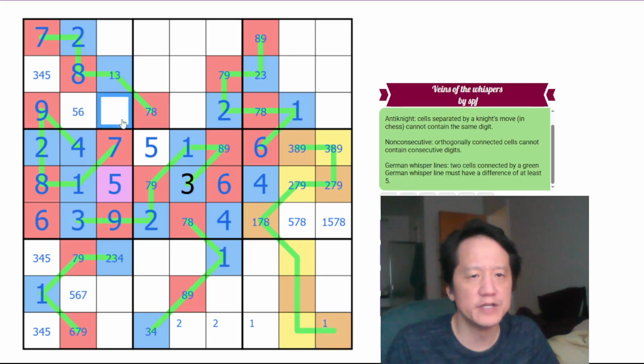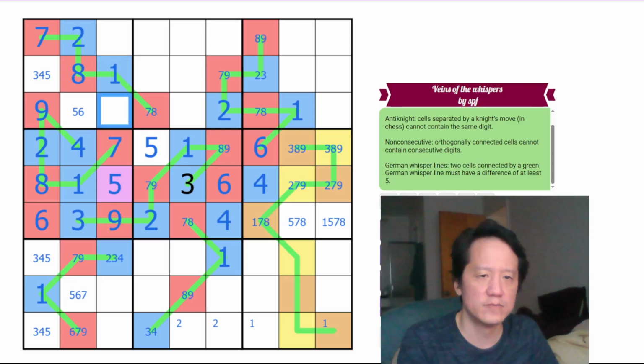What are the remaining digits? Oh, okay. This can't be 1. Where's the 1 in column 3? Can't be here because of the 1 in the box. These are all filled out. This can't be 1 because of this 1. And this can't be 1 because it's orthogonally connected to a 2, which is consecutive with 1. So this has to be a 1 here.